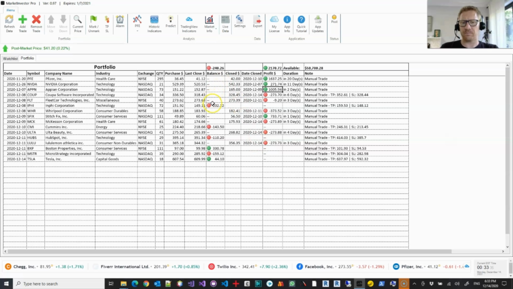All right. So another cool thing that I've added here is it will actually give me target prices and stop loss prices now based on those settings that you saw there.